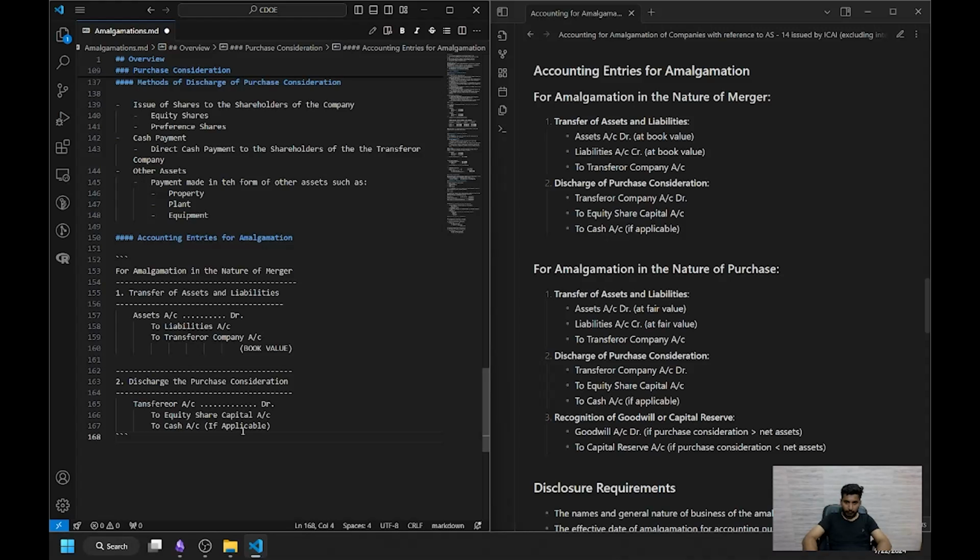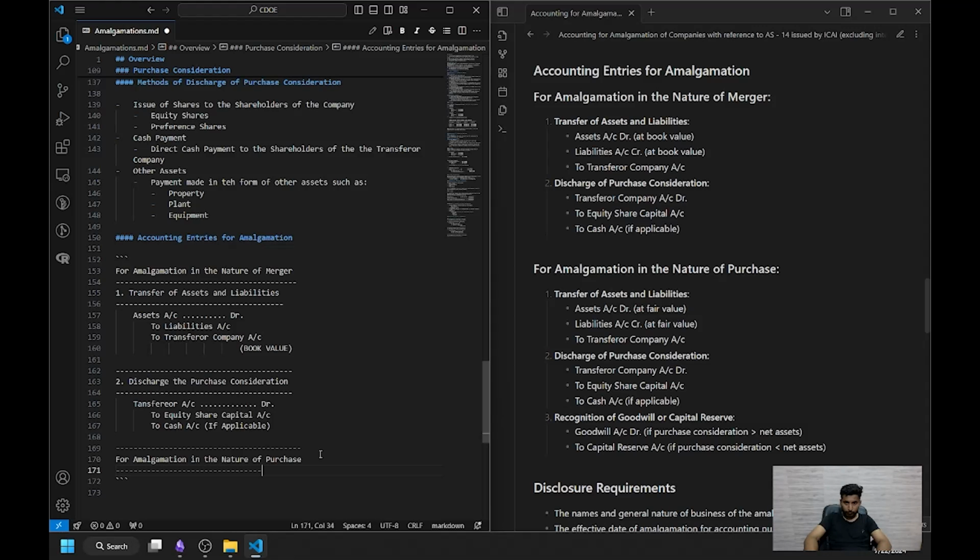Okay. Now, this is for the nature of merger. Now we shall talk about the nature of purchase. Here we will talk about amalgamation in the nature of purchase. What will be the entries if we are doing the amalgamation from the nature of purchase method?